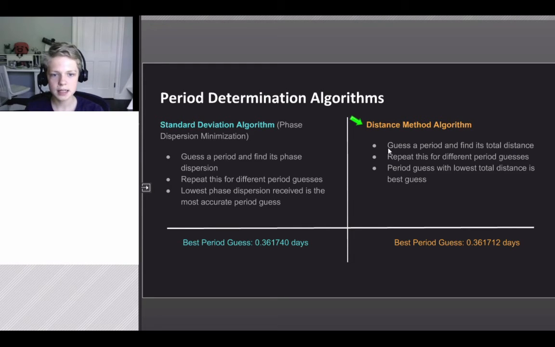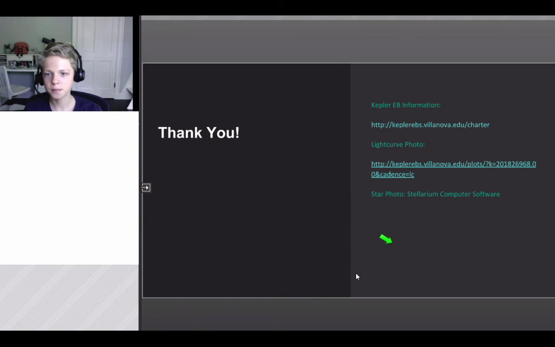The other method we can use, which is very similar to the standard deviation algorithm, is the distance method. In this method, we guess a period and find its total distance, the total distance between all of the points. We repeat this for all of our different period guesses, and the period guess with the lowest total distance is the best guess. The best period guess we got with that was 0.36172 days. As you can see, both of the periods we got are very close to each other and to the Kepler period. Thank you.